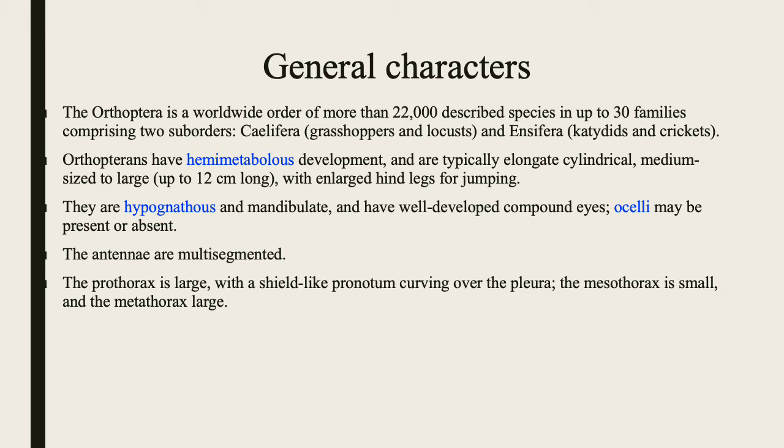The antennae are multi-segmented. In case of orthopterans, they have long antennae. The prothorax is large with a shield-like pronotum curving over the pleura. The mesothorax is small and metathorax is large.